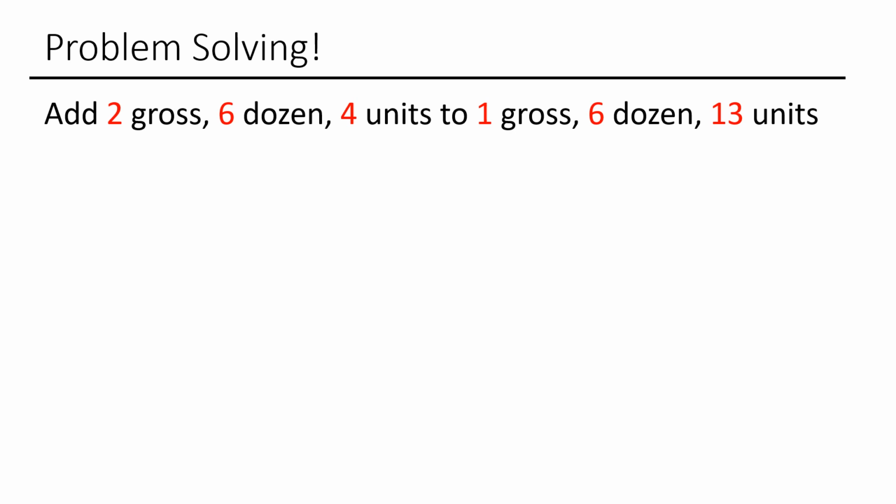And if you don't know what gross, dozen, and units are, and you can't find it in your book, then you can't just say, I don't understand. What do you do when you can't figure anything else out? Well, you do what everybody does. You Google it. Just Google gross, dozen, and units, and you will find very quickly that 12 units equal 1 dozen and 12 dozen equal 1 gross. So those two equalities are going to be very important in this, and you have to know that.